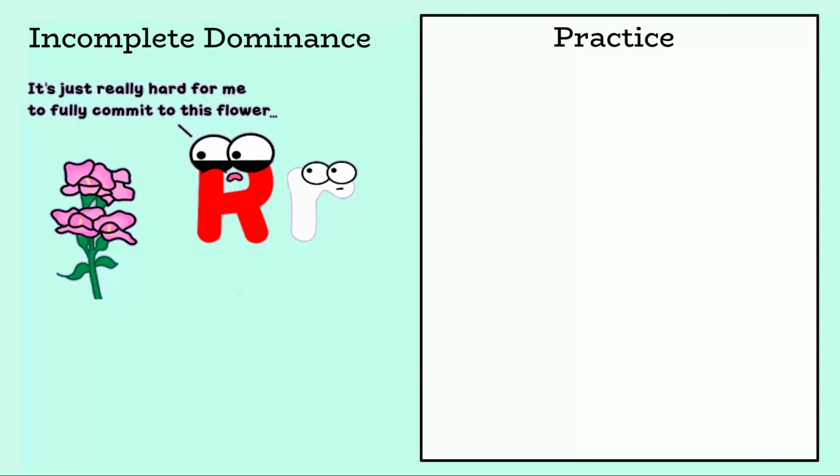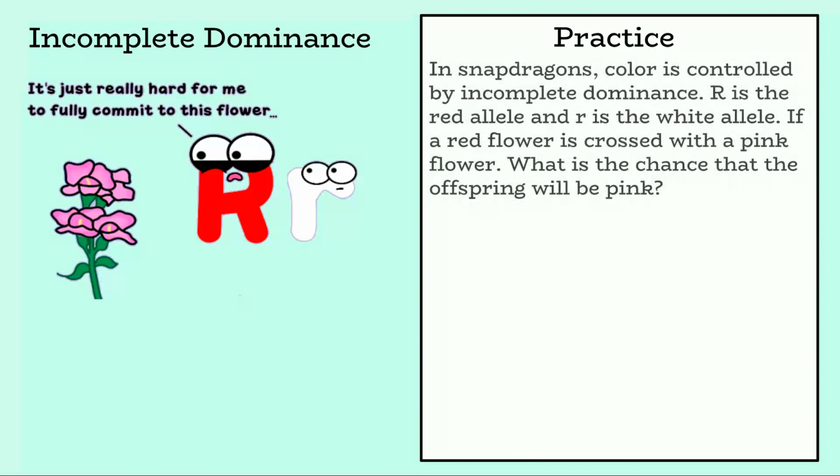Let's do an incomplete dominance practice question together. In snapdragons, color is controlled by incomplete dominance. Big R is the red allele and little r is the white allele. If a red flower is crossed with a pink flower, what is the chance that the offspring will be pink? We are doing a cross between a red and a pink flower, which means we're crossing a homozygous dominant flower with a heterozygous flower.